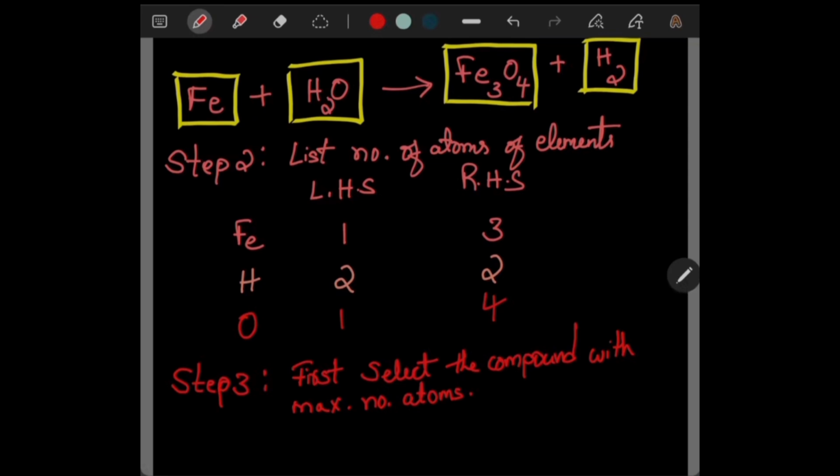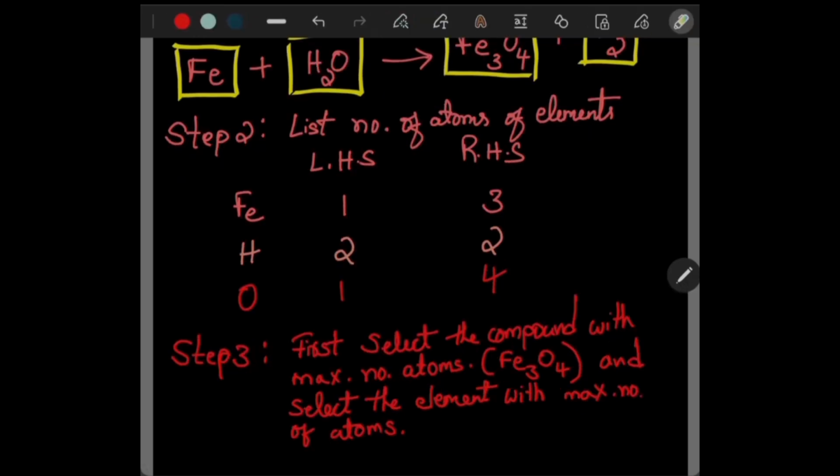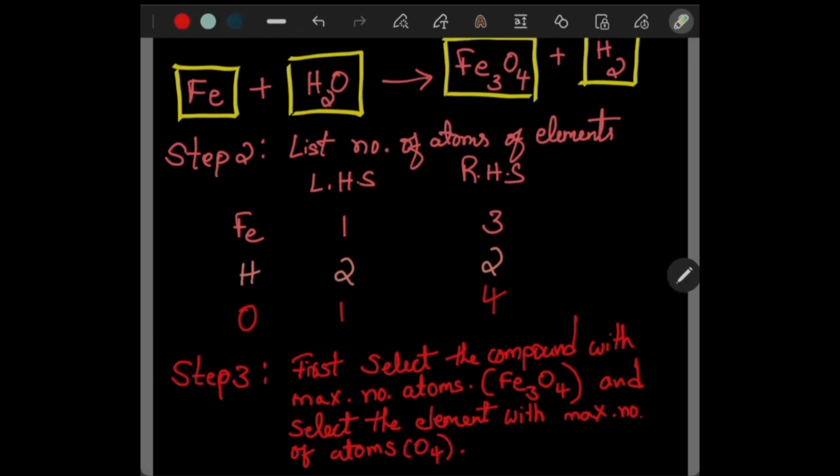So step 3, first select the compound with the maximum number of atoms. So we can consider taking Fe3O4. Also we need to select the element which has the maximum number of atoms. So in that we have 4 atoms present as oxygen. So we need to balance the oxygen atom now.